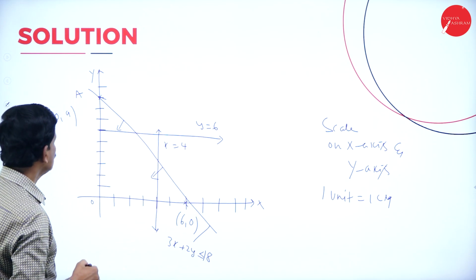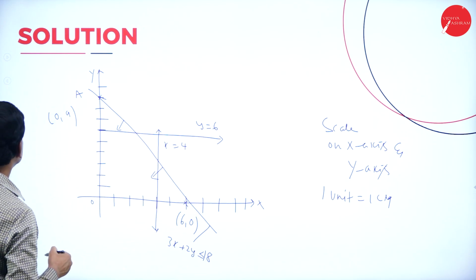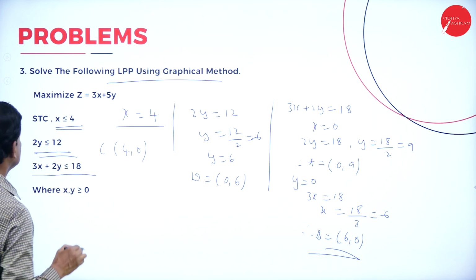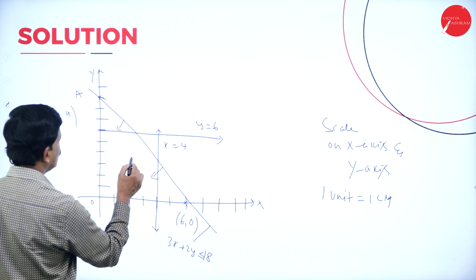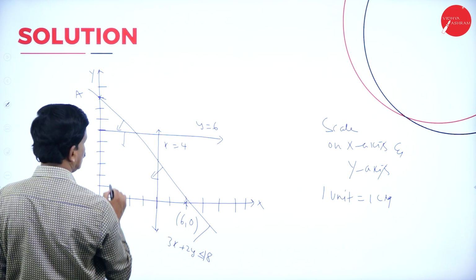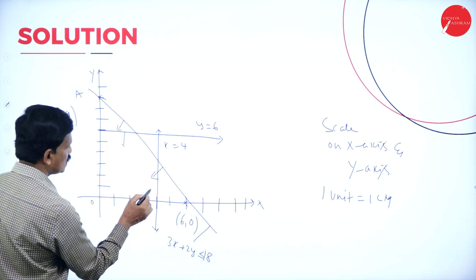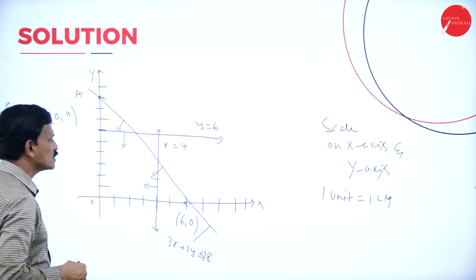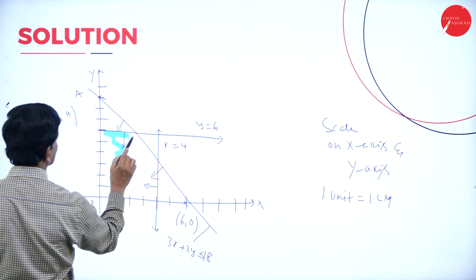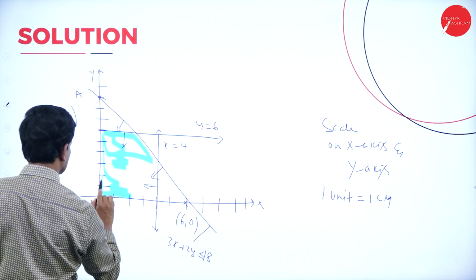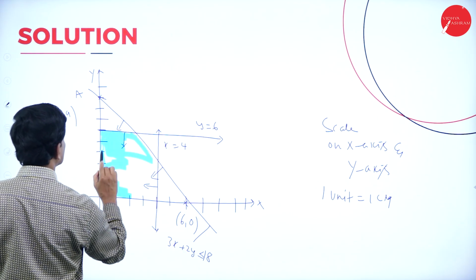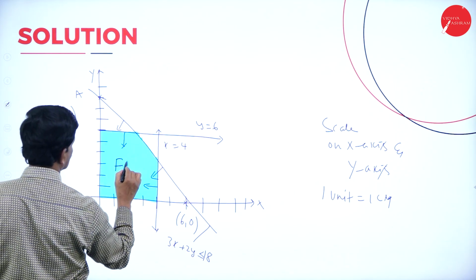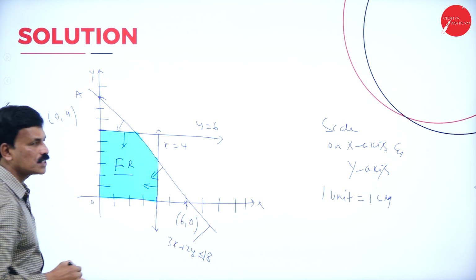Okay. Now, what is the condition given here? X is less than or equal to 4, and y is less than or equal to 6. X is less than or equal to 4 means this side, and y is less than or equal to 6 means this side. This is the feasible region.